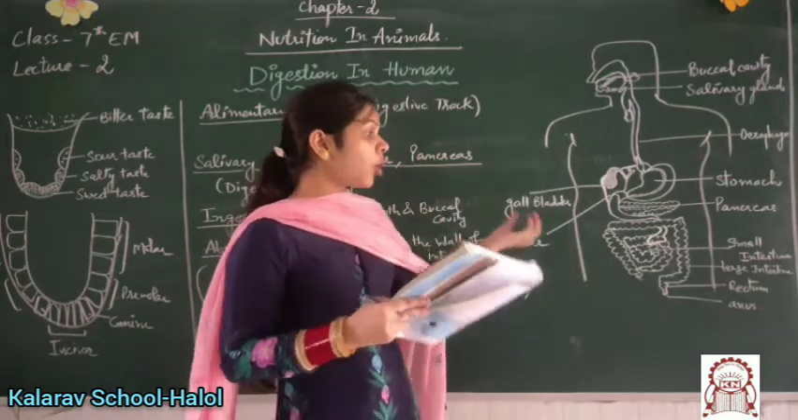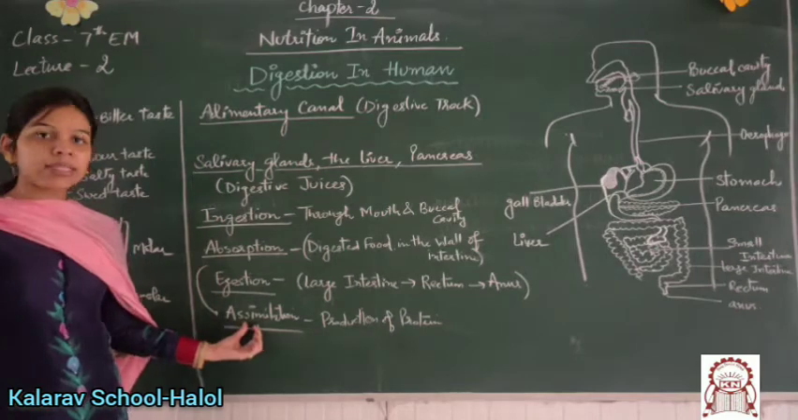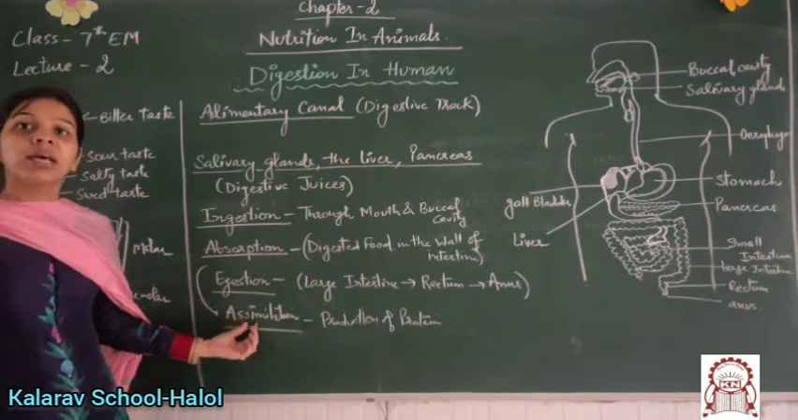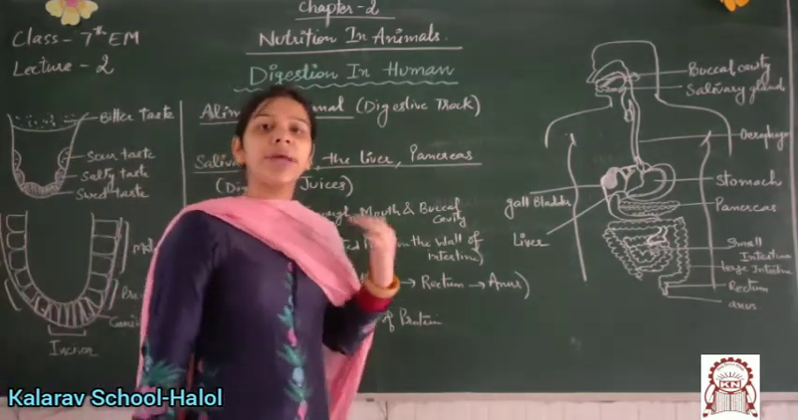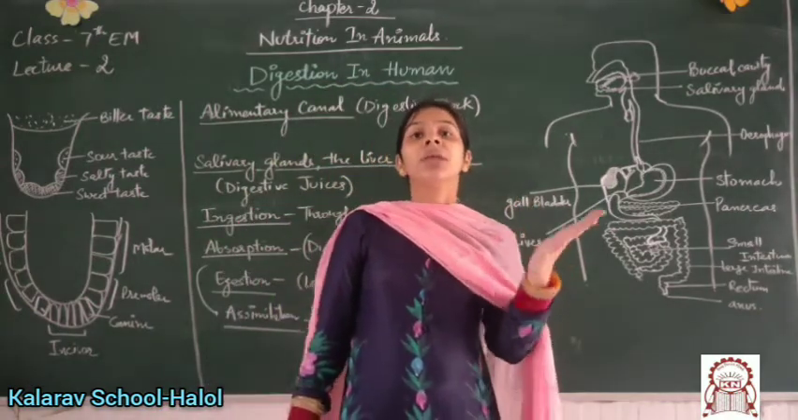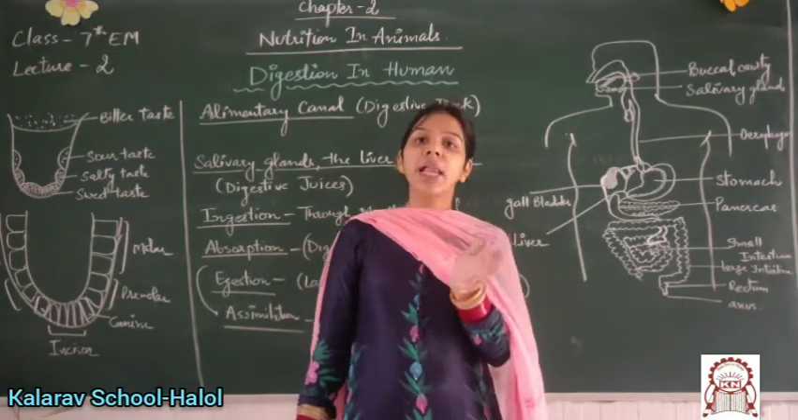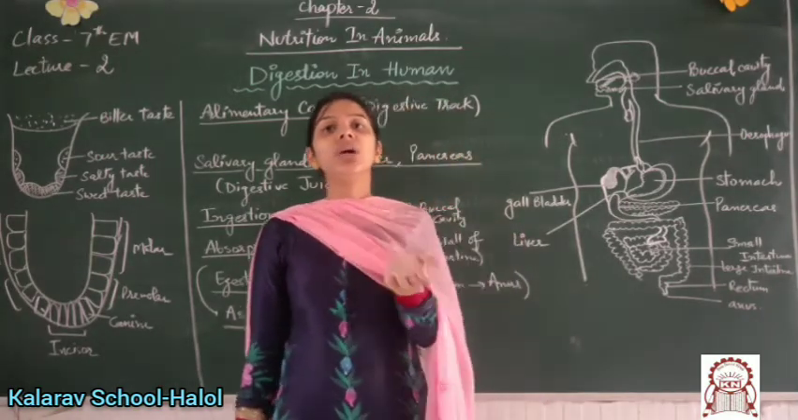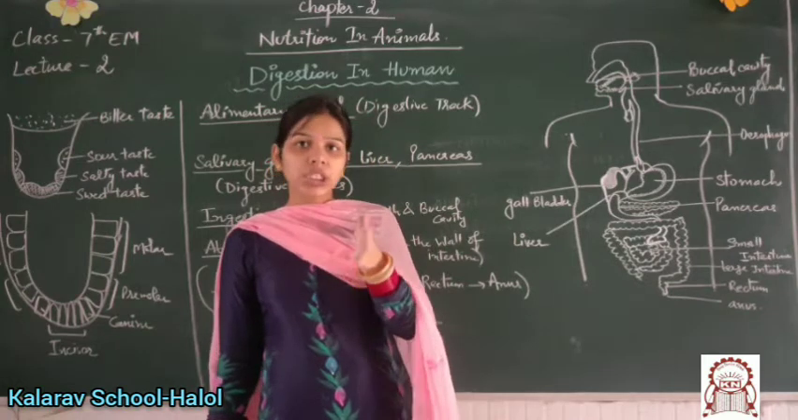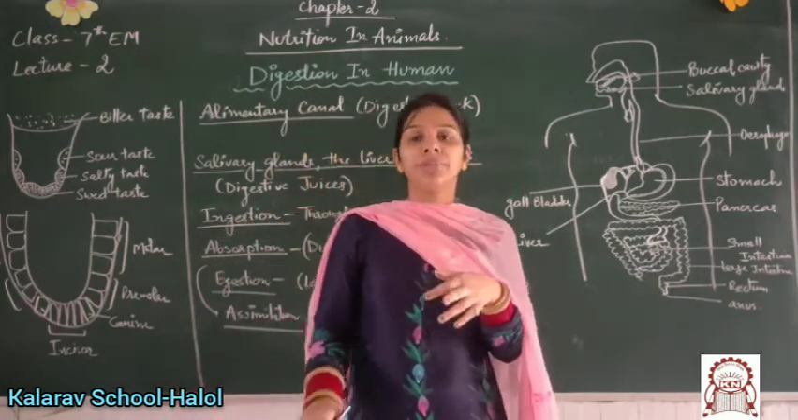After the absorption of food, the assimilation process takes place. In the assimilation process, the food present in the inner lining of the small intestine is converted into protein. These blood vessels help the food material to convert into protein. So, the production of protein in the body is called assimilation.